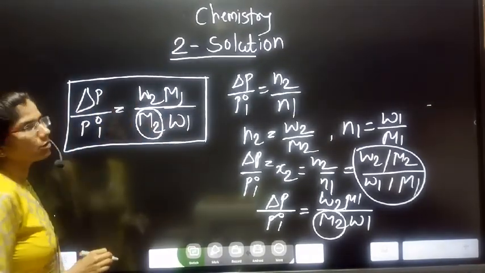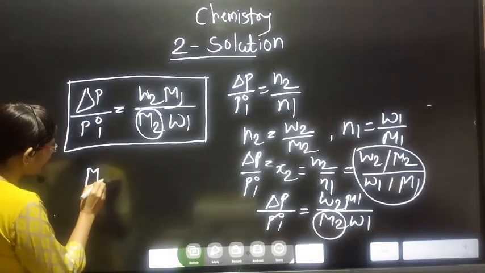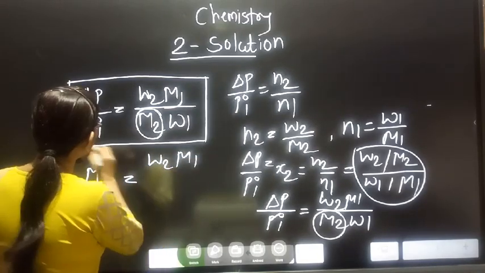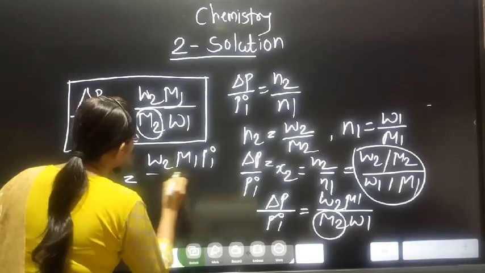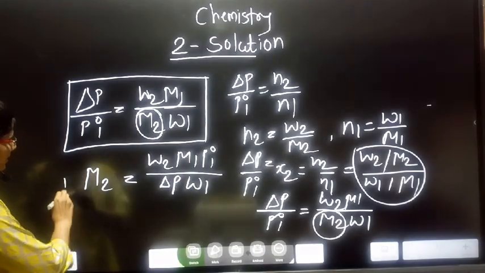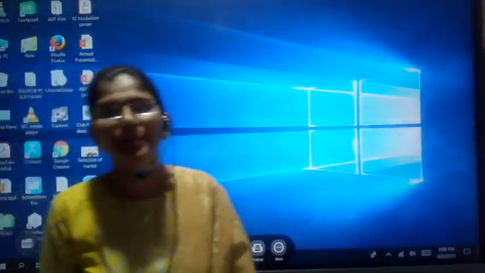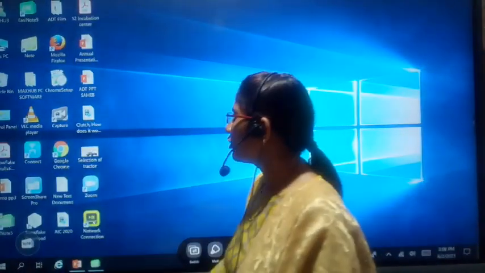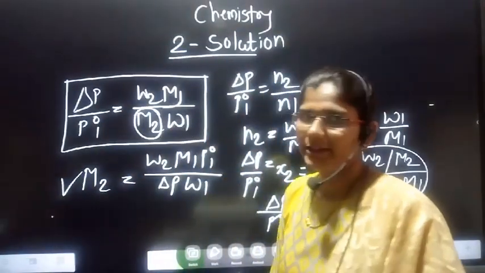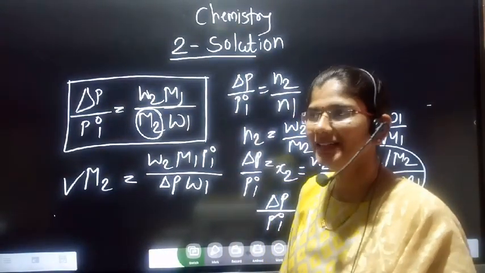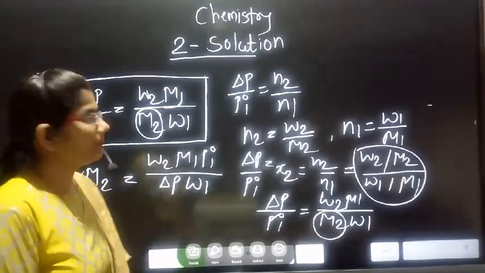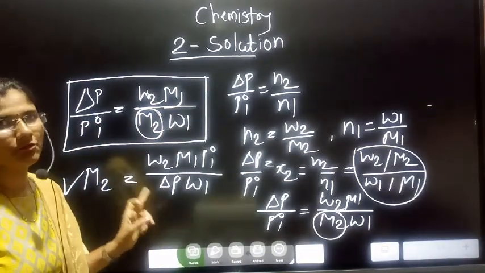And if we simplify this formula for M2, then we get M2 equal to W2 M1 P naught 1 divided by delta P into W1. So this is the formula for the determination of the molar mass of the solute from the colligative property, from our first colligative property, that is lowering of vapor pressure, also called the relative lowering of vapor pressure. So this is a very important formula.